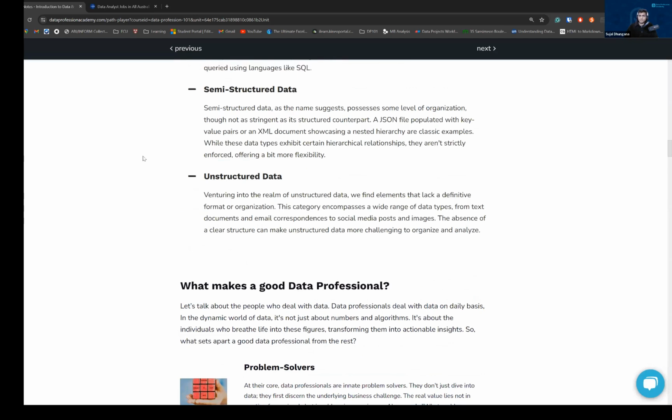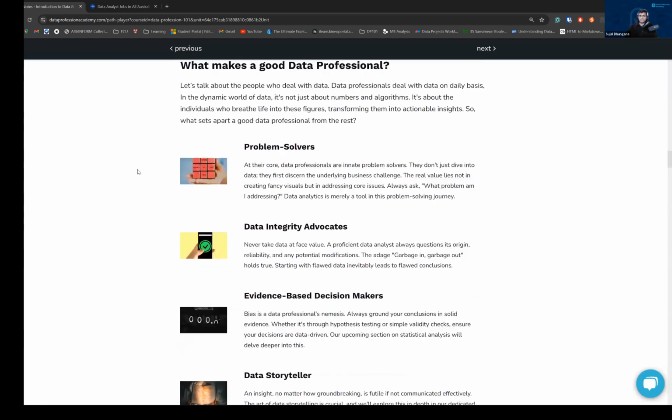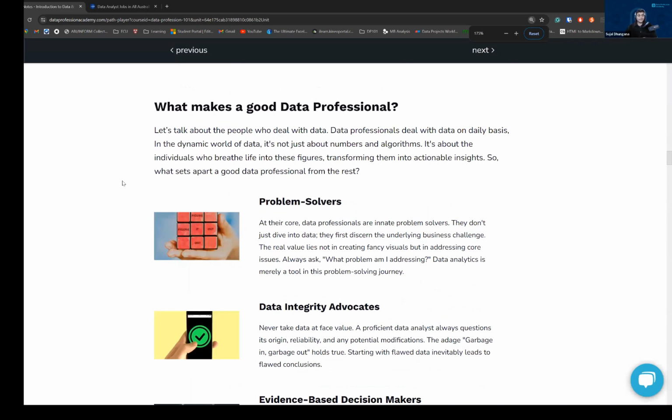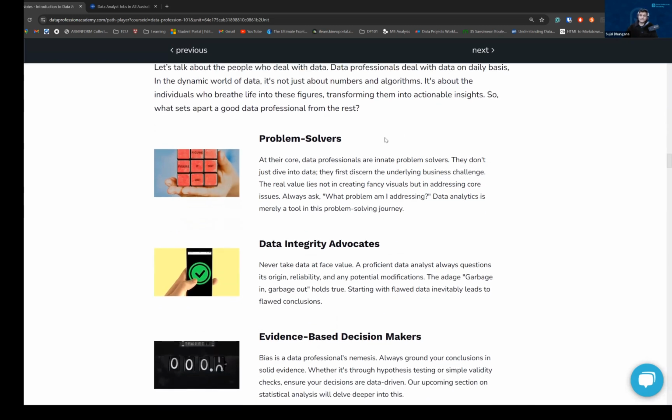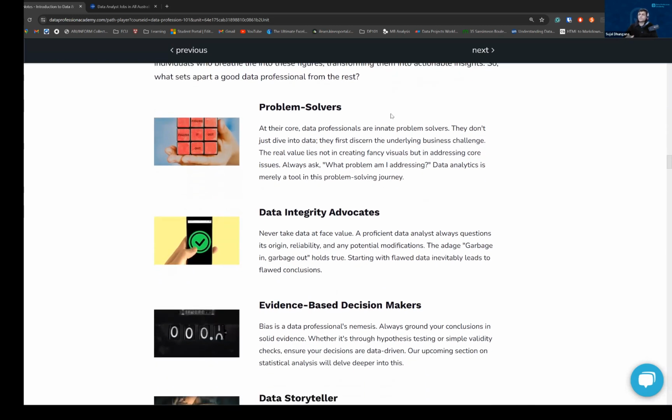Now let's talk about what makes a good data professional, because we are here to become a data analyst. So let's learn what makes a good data professional, a good data analyst. It's not being good with the tool alone. A good data professional will have these qualities. A data professional deals with data on a daily basis. And it's not just about numbers and algorithms. It's about the individual who breathes life into the figures and transforms them into actionable insights. But let's see what sets them apart.